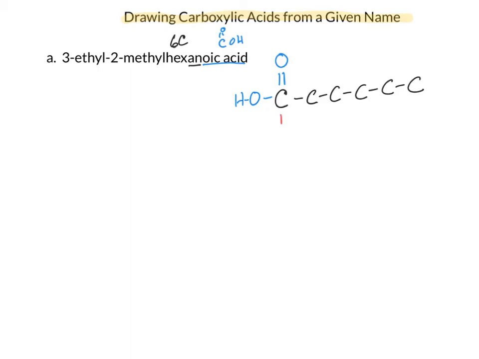Then we look at the rest of the name, and we'll see that on position 3 we put an ethyl group. Ethyl is 2 carbons long. On position 2 we're going to put a methyl group that's 1 carbon long, and then we have our carbon skeleton. After that we just need to add our hydrogens in, making sure that every carbon has 4 bonds and every oxygen has only 2. And there's our structure, 3-ethyl 2-methyl hexanoic acid.